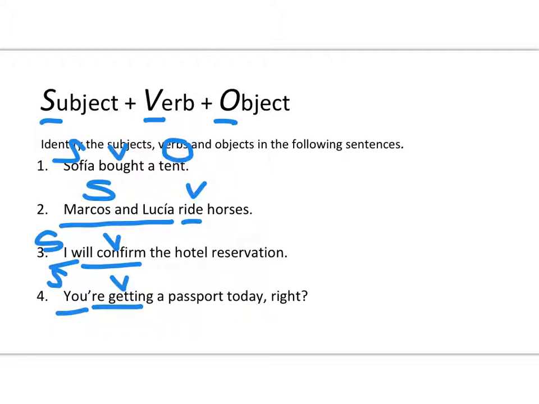Y, objects. Número 2, horses. 3, hotel reservation. It's not really the hotel, it's mainly the reservation, right? It's just the hotel's, what type of reservation it is. Y número 4, just the passport, right? Okay. Ahora en español, chicos.